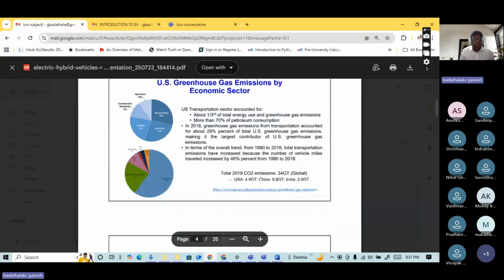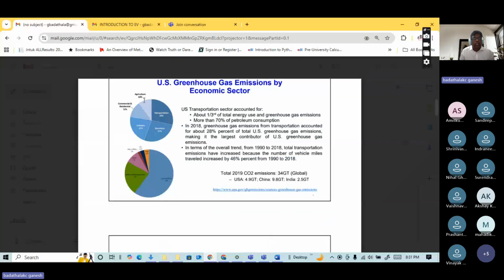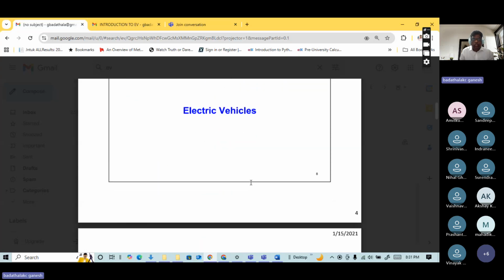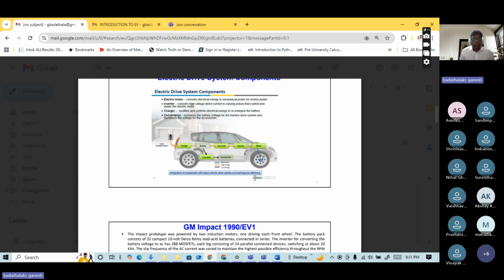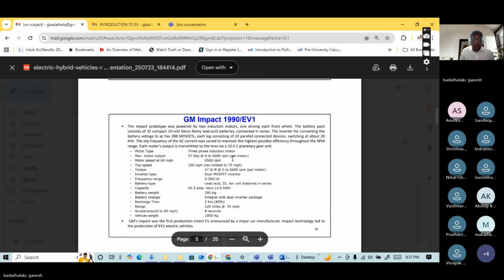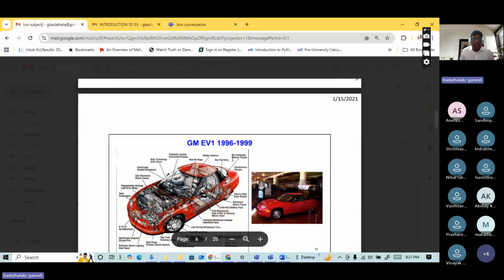You can see transportation, agriculture, commercial, residential, industry, electricity. So the total 2019 carbon dioxide emissions are 34 GT. China is contributing 9.8 GT, India is 2.5 GT, and the USA is 4.9 GT. So electric vehicles, if you look at them, are very compact. We will go into the details of this shortly. This is only an introductory class.